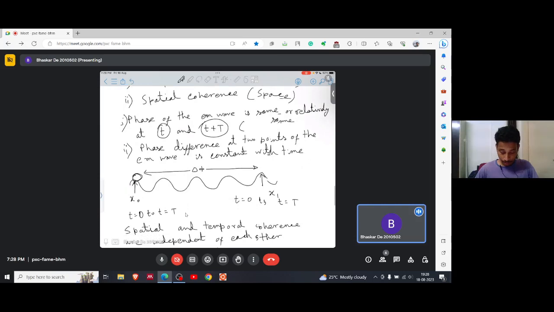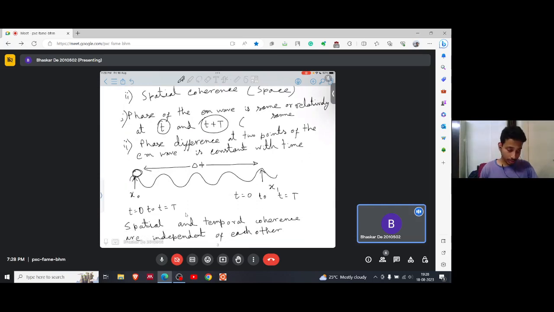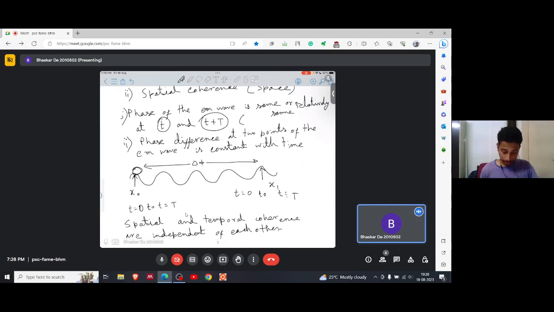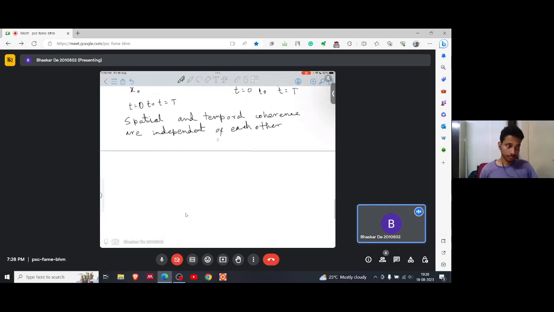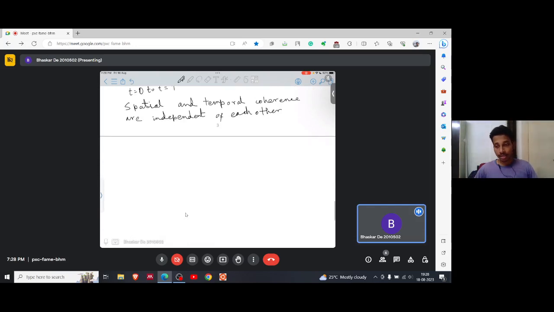Again, it can happen that the phase is changing constantly at x0 and x1, but the phase difference delta phi is not changing. That means that there is a spatial coherence, but there is no temporal coherence in the beam. So these two coherences are independent of each other.